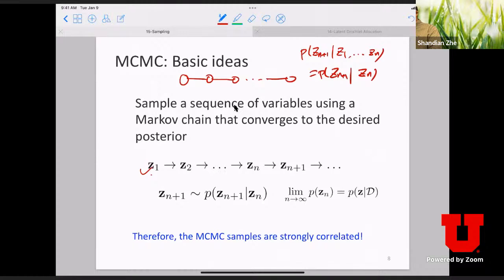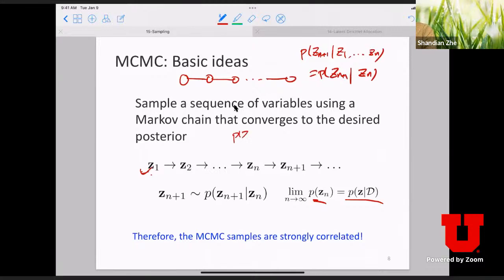And this chain guarantees that if you use this chain to generate new samples, that means new states, right? In the limit, the marginal distribution of the state will converge to the true posterior distribution of the Z, the random variable, conditional on the data. That's the idea. So the key is how to construct such a chain. Once you construct the chain, what you do is just run the sampling procedure, right?